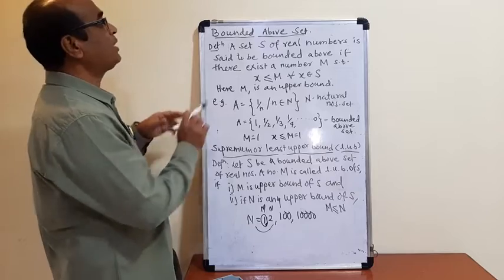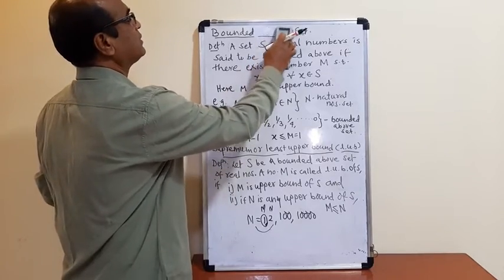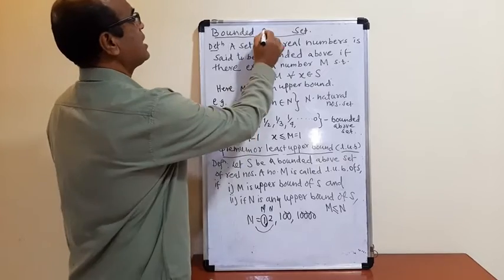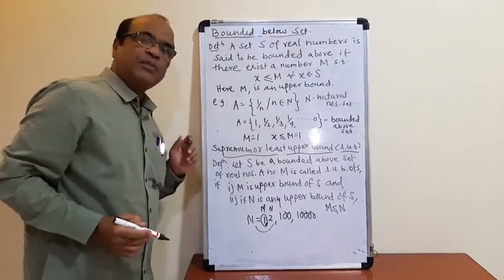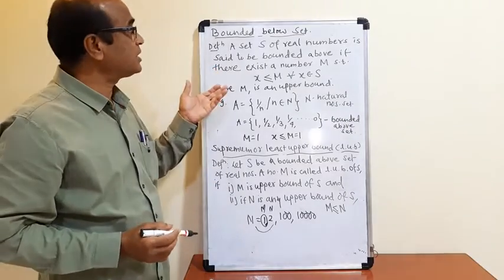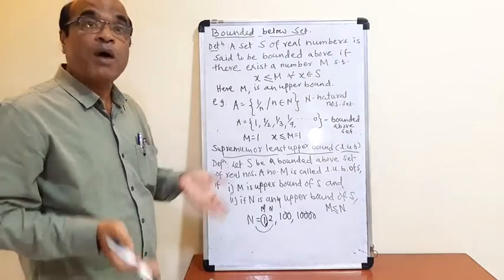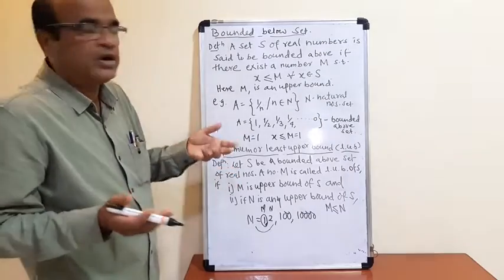So what is a bounded below set? We just discussed the bounded above set. Now we discuss what a bounded below set is. What is the definition of bounded? For any set, how do we say that the set is bounded below?